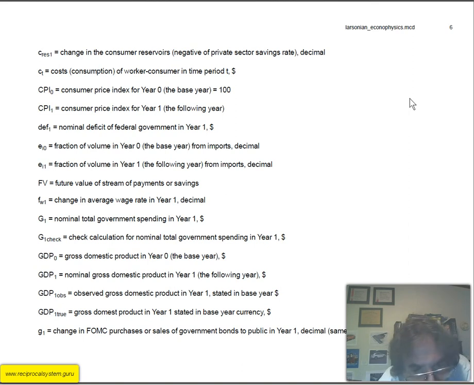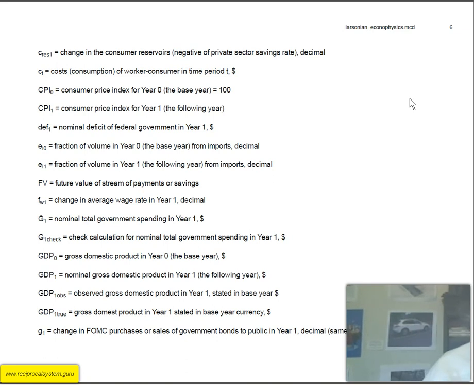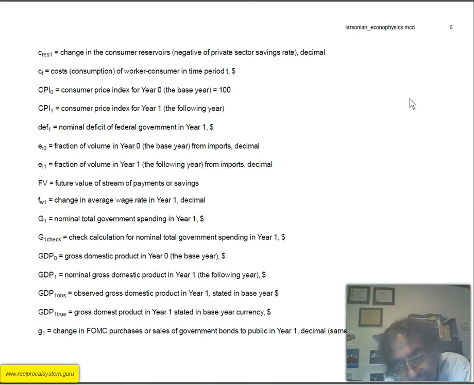G sub 1, that's small g sub 1, equals change in the Federal Open Market Committee purchases or sales of government bonds to the public in year 1. It's a decimal. It's the same as the change in M0. M0 is the base money supply. G sub 1 is a very important factor. That's what the Fed does. It either prints more money or it takes the money out. So that's G1.